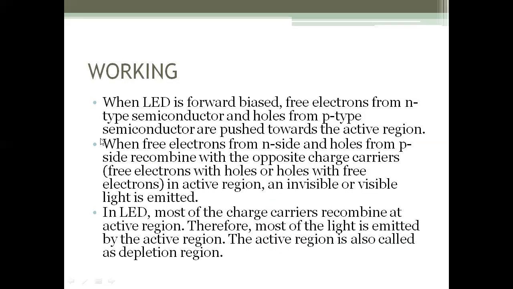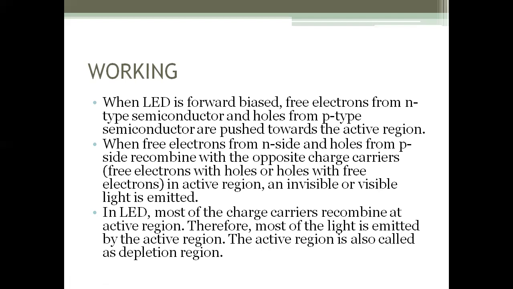Now coming to the working, when you forward bias an LED, forward bias means joining the P-type material to the positive terminal of the battery and the negative terminal to the N-type of a junction. Simply, the PN junction is said to be in forward bias. The LED has to be forward biased so that free electrons from the N-type semiconductor and holes from the P-type semiconductor are pushed towards the active region. Why? Because of the repulsiveness from the terminals of the battery.